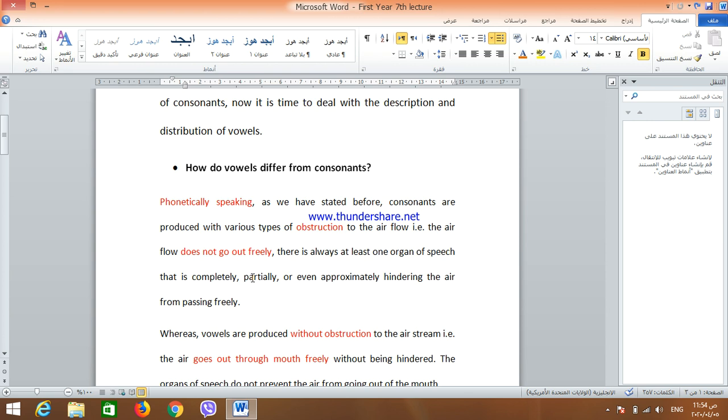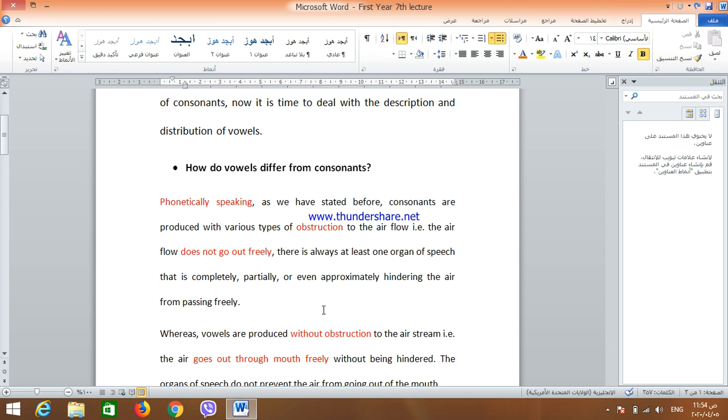A partial obstruction is the obstruction noticed, for example, in the pronunciation of the sh sound, when the tongue is raised to be in partial contact with the roof of the mouth and partially obstructing the airflow from going out. The air still can go out, but with friction. And sometimes there is an approximate obstruction, just like the one we have in the pronunciation of the r sound.